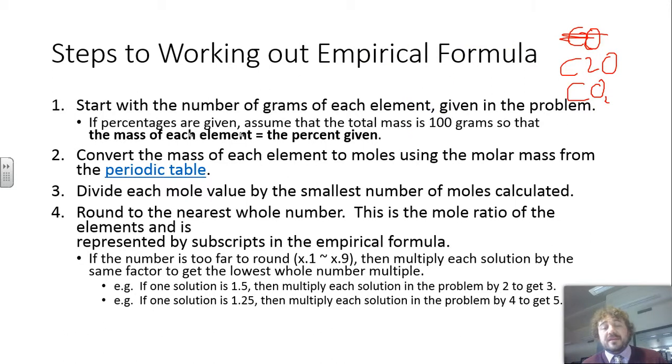Okay, so this is what I was saying. If it's near a whole number, round that off. That's fine. No dramas. But if it's 1.5, you can't. That's too far away to really round off. So multiply it by 2 to get 3. But you then have to multiply each one. So just say this one here worked out to be CO 1.5. We'd multiply it by 2, so you get CO 3. But if you do it to this one, you've got to do it to this one. So what you actually get is C2O3.